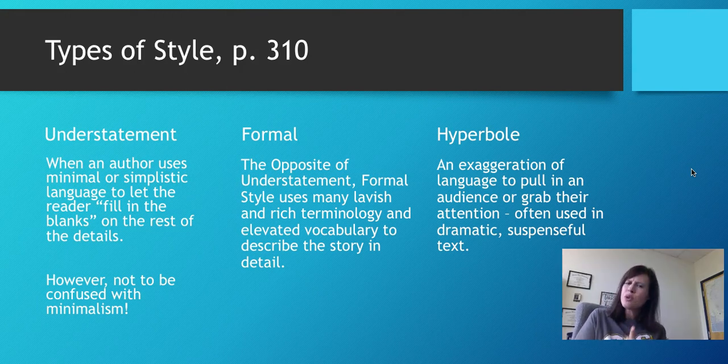It is not to be confused with minimalism, because some students will be like, oh, I was just using understatement, and I'm like, no, you just weren't being very descriptive. So an author really needs to know what they're doing and when to use understatement in order for it to be effective. You don't want your whole story to be stylistically an understatement. You just want to pick out certain parts where you can really punch home and drive home an element or a message with a few words. And if it's done right, it's extremely effective for your audience.